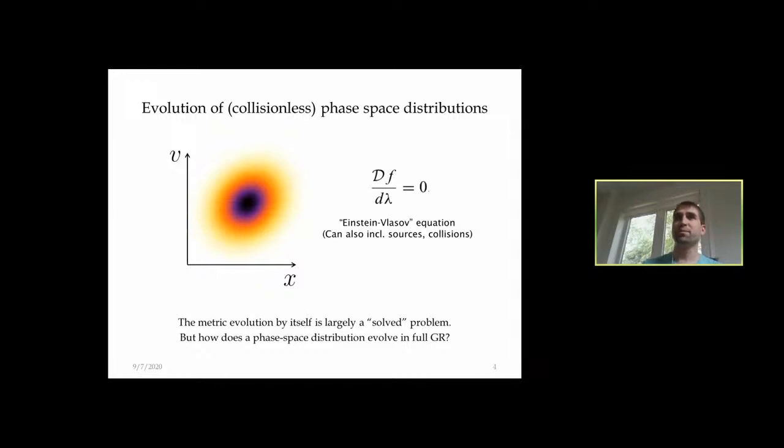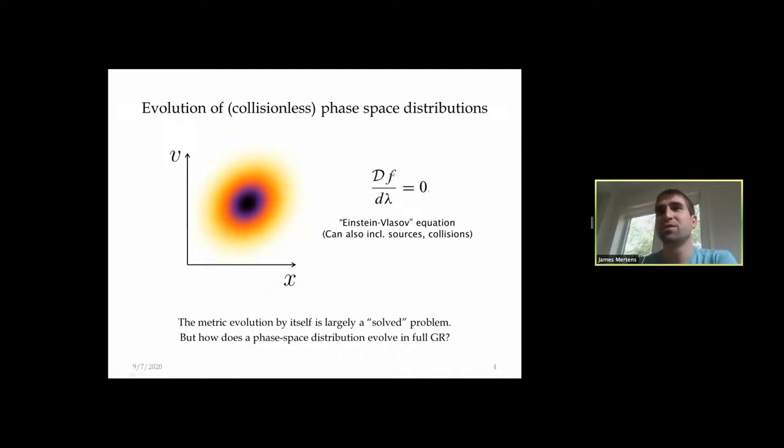But in general, the problem we're going to be interested in here is looking at the evolution of collisionless matter in full GR. So looking at some phase-space distribution, which in principle could interact. There could be sources for this phase-space distribution, but I'm going to be ignoring those. Those are important if, for example, you're modeling a neutron star or something. But in cosmology, if we're just interested in modeling collisionless dark matter, then we don't worry about that.